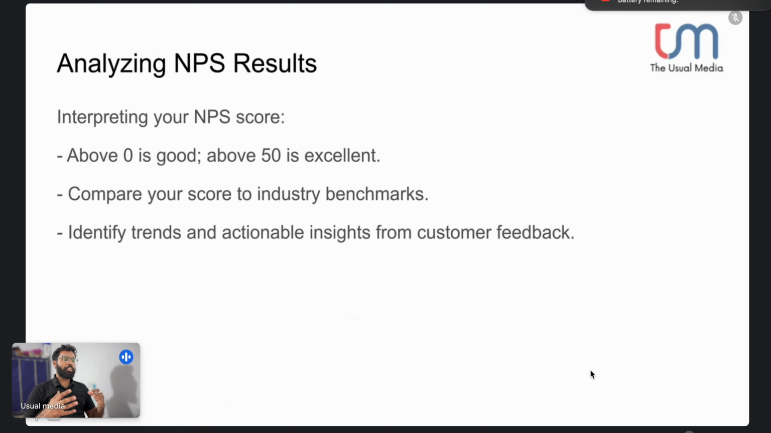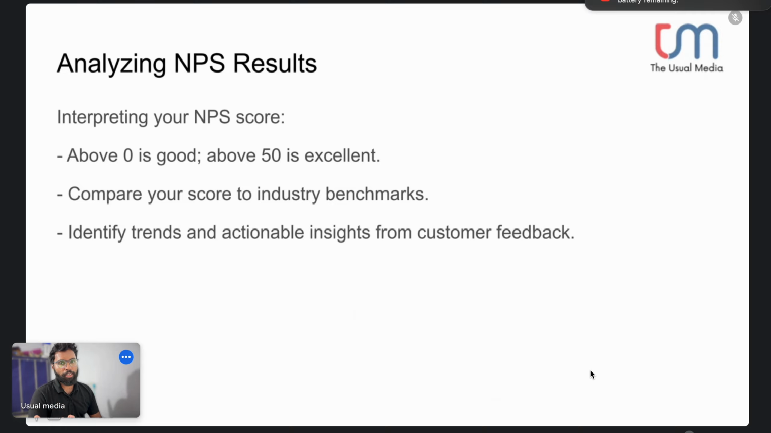Now, analyzing the NPS results, above 0 is good, and 50 is excellent. So you can compare your score with the industry benchmark. For the industry benchmark you can just google it. You will see NPS scores for different industries, and you can set a benchmark for yourself. You can identify trends and actionable insights using customer feedback.